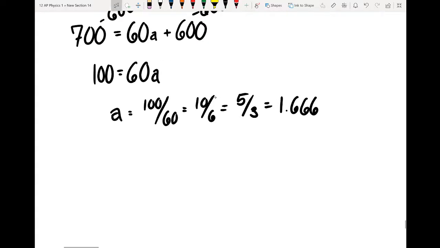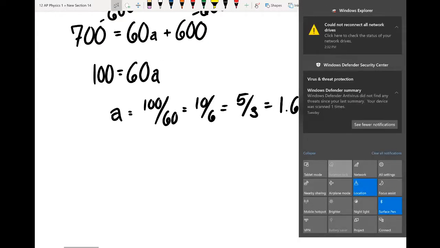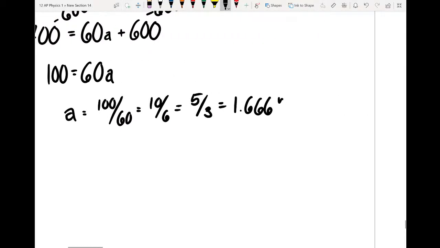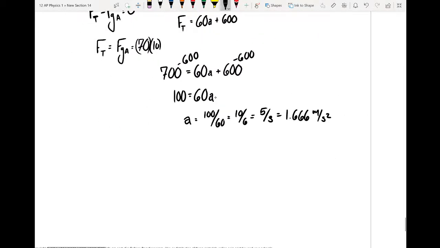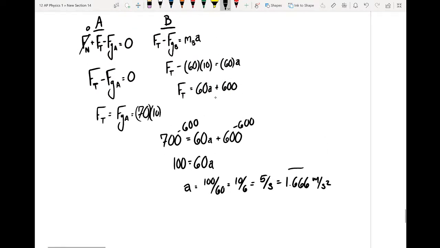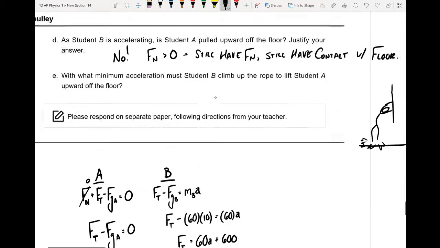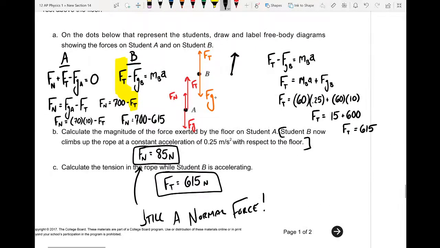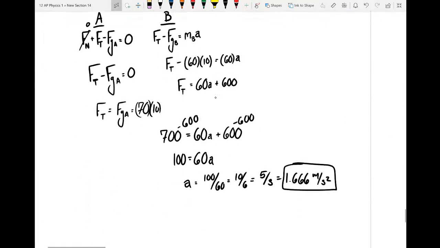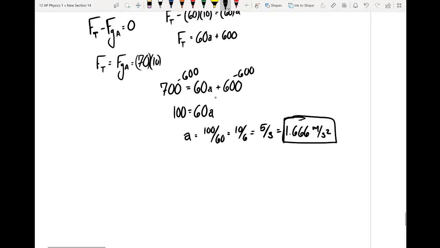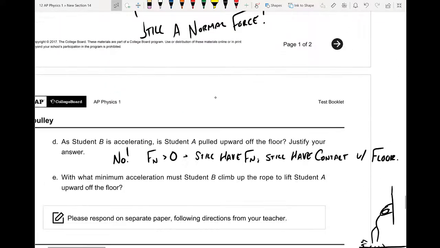1.666 meters per second squared. So if they're climbing at that rate, then we would get liftoff. If we're just checking our work, this makes sense because this is greater than they were doing before. Before, when they were pulling at 0.25 meters per second squared for their acceleration, student A was still on the ground. So if they increased their acceleration, like if they were pulling harder, then student A would be lifted off the ground. If they were accelerating more, if they had a greater net force, then we would see a greater pull on student A.